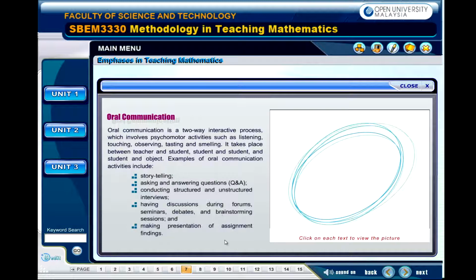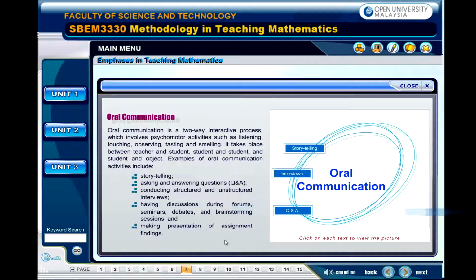Oral communication is a two-way interactive process which involves psychomotor activities such as listening, touching, observing, tasting, and smelling. It takes place between teacher and student, student and student, and student and object. Examples of oral communication activities include storytelling, asking and answering questions, conducting structured and unstructured interviews, having discussions during forums, seminars, debates, and brainstorming sessions, and making presentation of assignment findings.